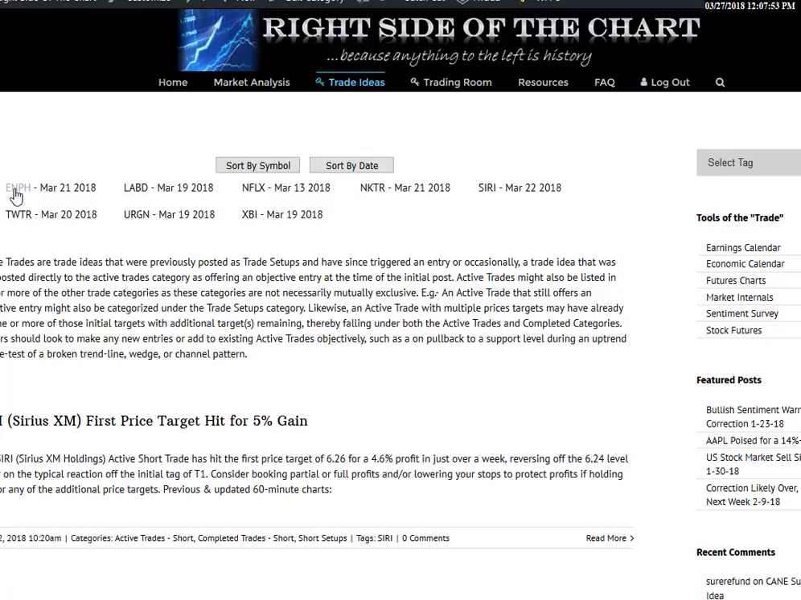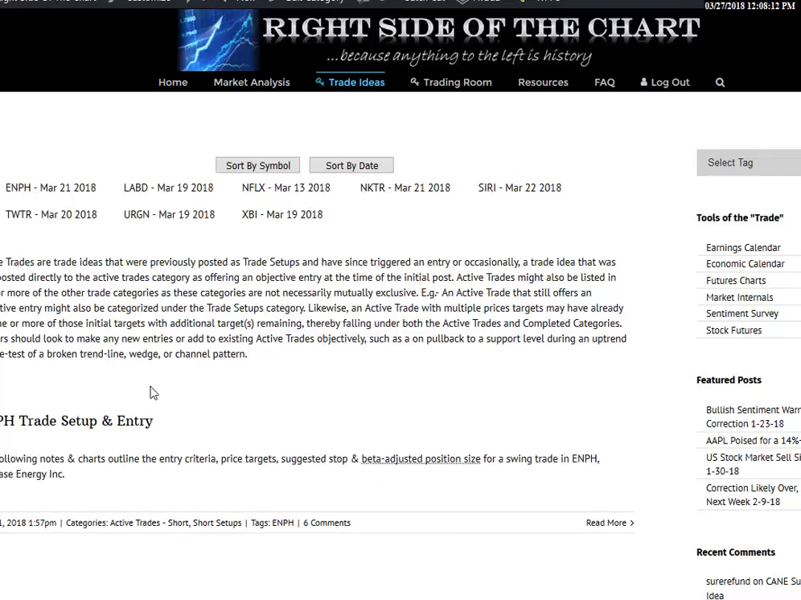If you're looking for trade ideas, you can sort them by symbol or by date. That'll just be the most recent update that I made. So the last update was on Siri. We're covering these by symbol today. And of course, you can click on the ticker symbol for any of these trades, and it will load the previous post for that trade. So then you can go in and check out the adjusted trade parameters.